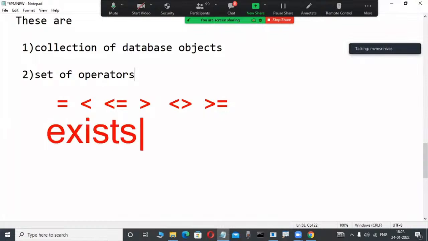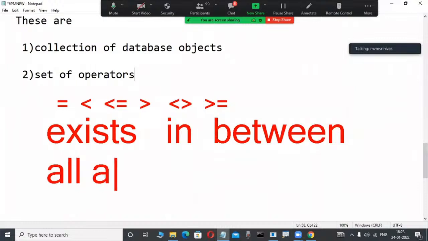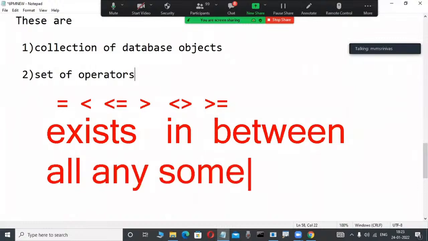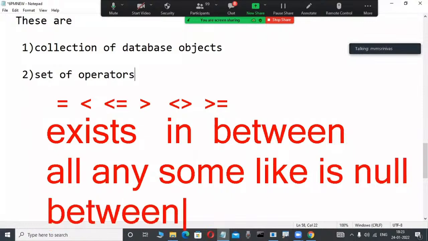Suppose EXISTS is an operator. IN is an operator, BETWEEN is an operator. So many operators are there. ALL is an operator. ANY is an operator. SUM is an operator. LIKE is an operator. IS NULL is an operator. This type of so many special operators are there. These are special.